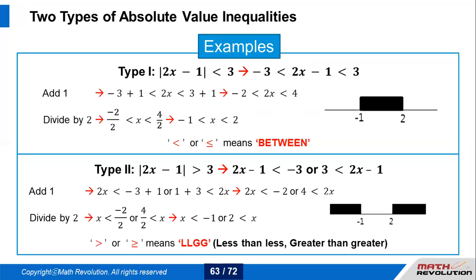This is for type number 2, which says 2x minus 1 is greater than 3. That means 2x minus 1 has to be less than minus 3, and 3 has to be less than 2x minus 1. Solving for both, I'll get the values for x.